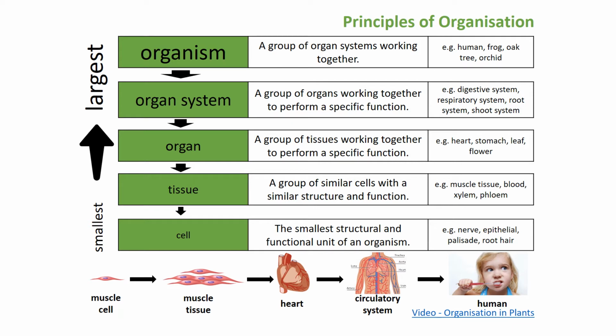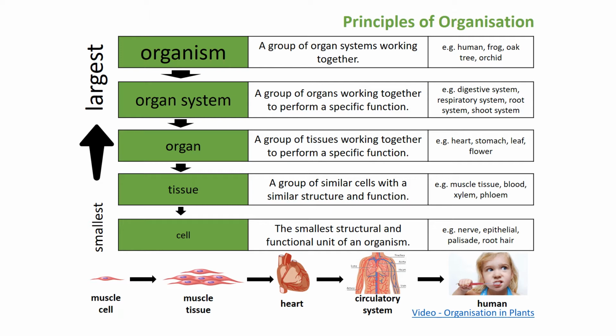So examples of organisms: humans, we're an organism. Frogs are obviously organisms, oak trees, orchids, as I've said, bacteria, fungi, all of those we would class as organisms. And that's the largest level of organisation.